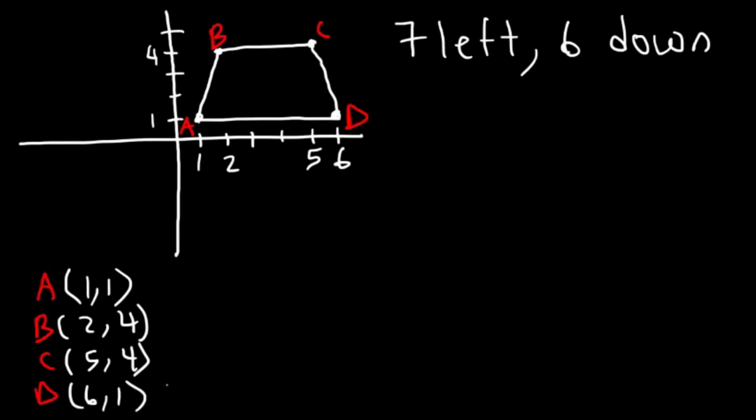So now to each of these points, we need to travel 7 units to the left. Therefore, we're going to subtract the x values by 7, or just add -7 to it. And now we need to go down 6 units, so we have to decrease the y values by 6. So we have to add -6 to it. Let's start with the x values.